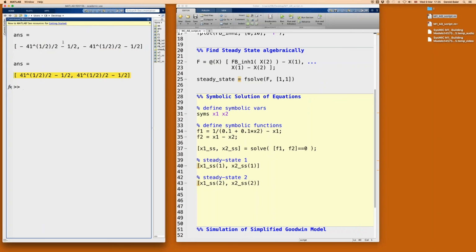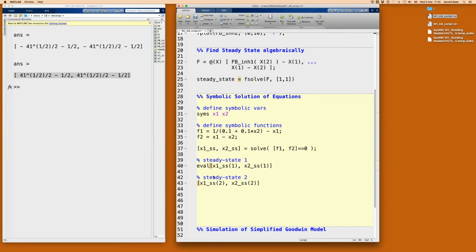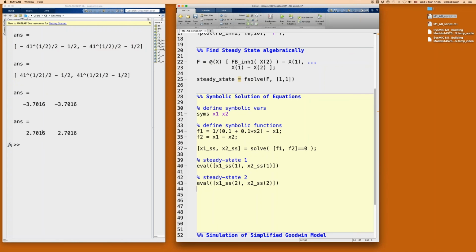But again, they're not very useful. We don't really want 41 to the half, but we can use the eval function to make MATLAB turn it into a decimal number rather than an expression. All right, let's just evaluate it. This is eval, and evaluated, okay, and we do get two numbers for each pair.